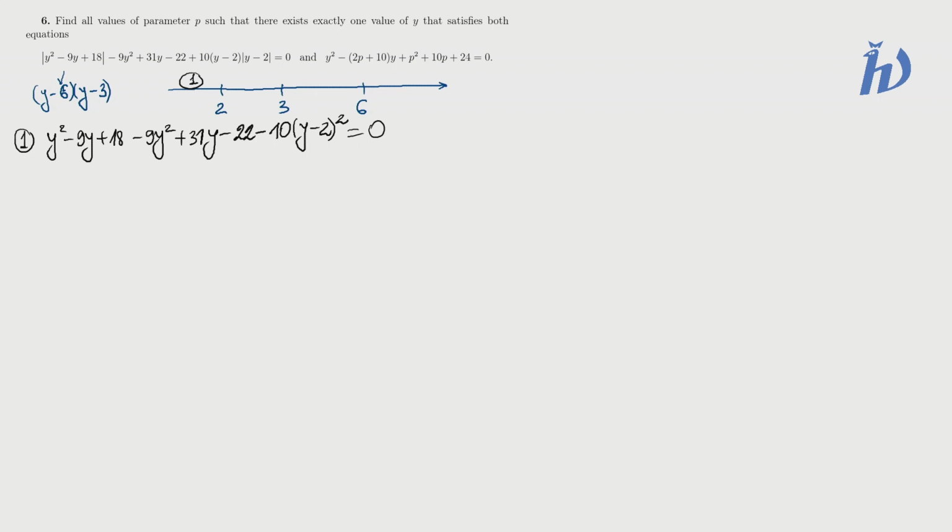And all in all, we'll get 9y squared minus 31y plus 22 equals 0. As the sum of the coefficients is 0, we can find that either y is 1 or another root can be found from Vieta's formula. That is, we get that the product of the roots is 22 divided by 9, and so the second root is 22 over 9.